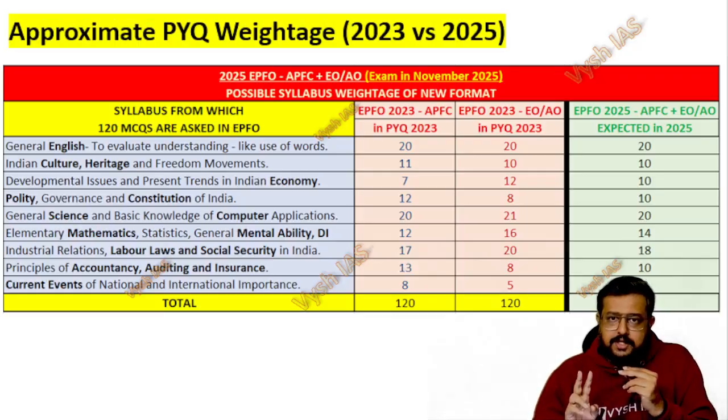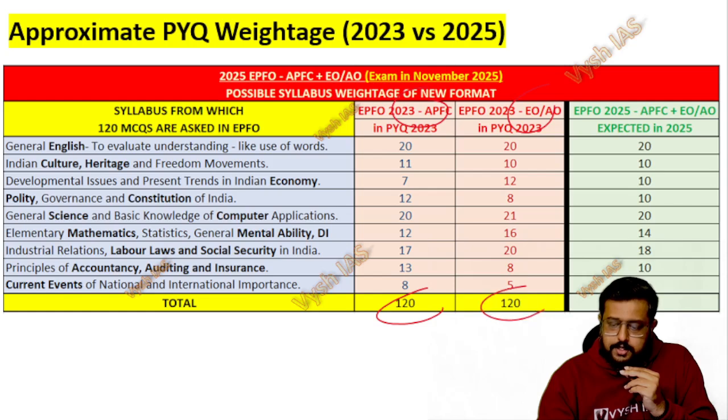In 2023, 2 separate exams were held for 2 different posts: one for APFC and one for the Accounts Officer, AO, EO. A total of 120 questions came, and the weightage is almost the same. English had around 20 questions in both papers. History had around 10 to 11 questions. Polity and economy combined had close to 20 questions in both exams.